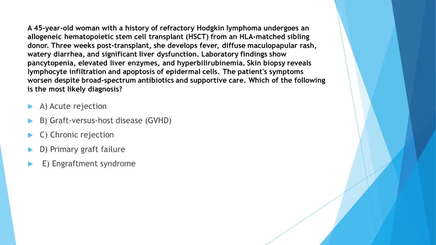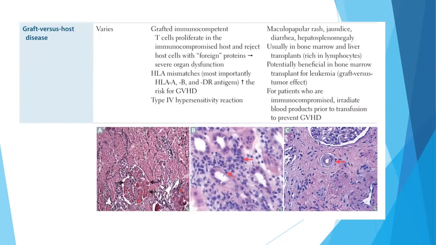So this is a vignette of graft versus host disease. In graft versus host disease, the grafted immunocompetent T cells proliferate in the immunocompromised host and reject host cells with foreign proteins, which can cause severe organ dysfunction. HLA mismatching increases the risk of GVHD, and it is a delayed type 4 hypersensitivity reaction.